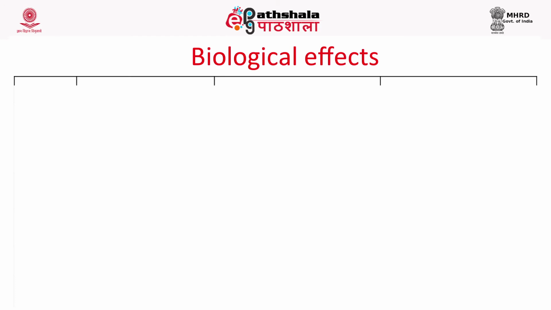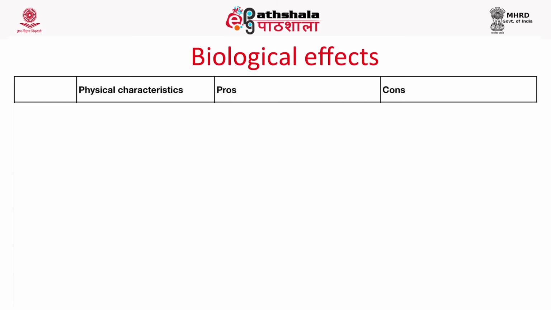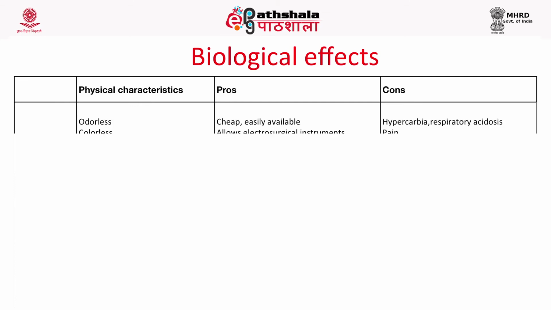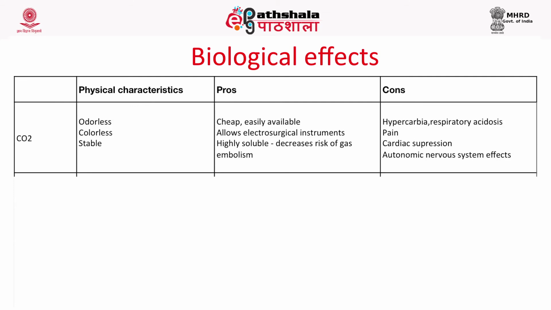Now this is a very big slide because we are going to discuss the biological effects of each and every gas, starting with carbon dioxide, which is the most common gas. It has good factors: it's odorless, colorless and stable. The good part of this gas is that it's cheap, easily available in the environment and easily procured. Another good part is that it allows all electrosurgical instruments because it does not support combustion. Also it is highly soluble, so this decreases the risk of gas embolism. This is the good part.